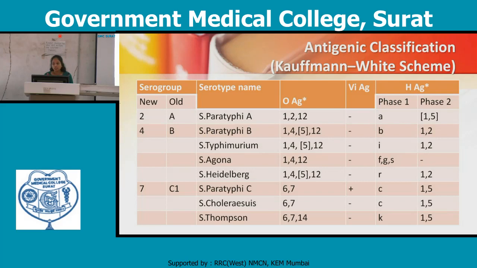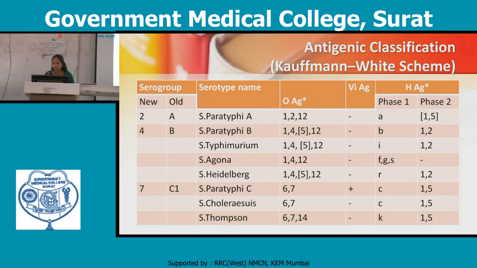Serogroup 4, in old, is also called serogroup B. Serotype names are S. paratyphi B, S. typhimurium, S. agona, S. Heidelberg. First, in S. paratyphi B, O antigen is 1, 4, 5 and 12. It does not contain Vi antigen. In H antigen, phase 1 is b and phase 2 is 1 and 2.